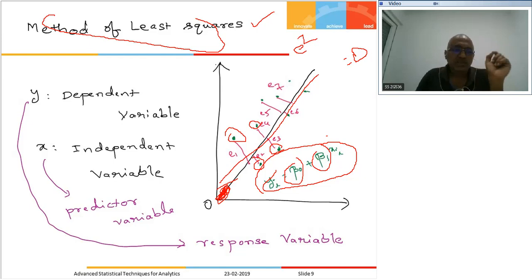So is there any ambiguity in the concept? This is one of the important concepts actually. So what is correlation? What is regression? In regression, actually, what are we going to do? What is the concept we use?